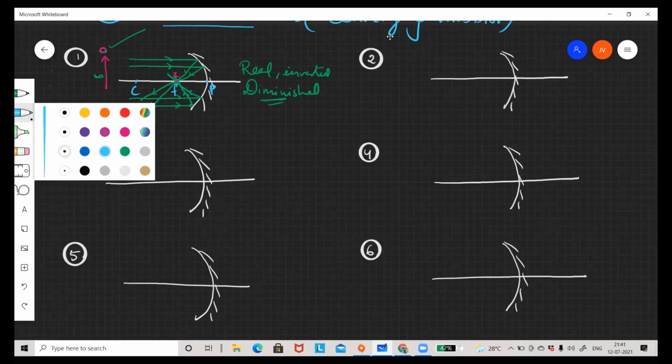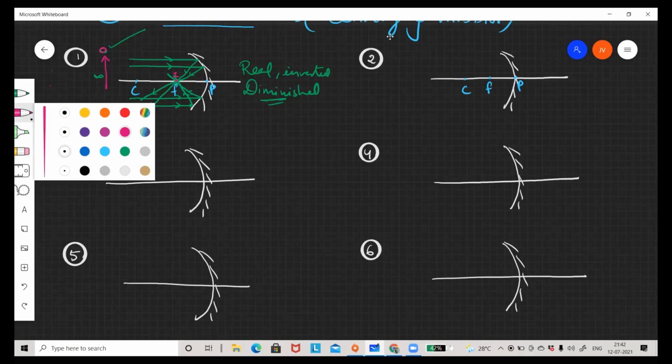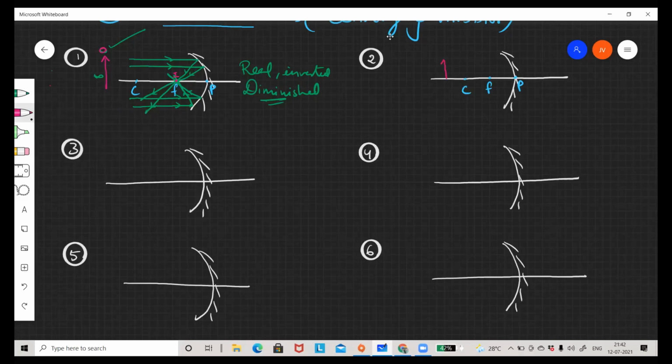The second case of image formation: this is the pole, this is F, and this is C. Where is the object? Object is beyond C. And where does image form? Image forms between C and F. For any ray diagram, I want a minimum 2 rules. That rules of image formation we have drawn. So I'm talking about those minimum 2 rules.